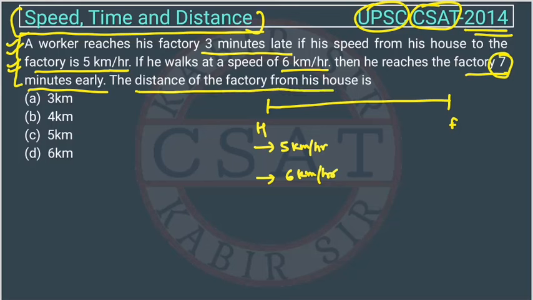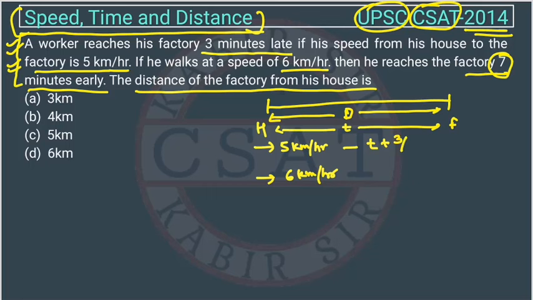The distance of the factory from the house is, suppose, D. Suppose the normal time to reach from home to factory is T. But in the first case, he is taking 3 minutes more. We will convert 3 minutes into hours, because the speed is in km per hour.